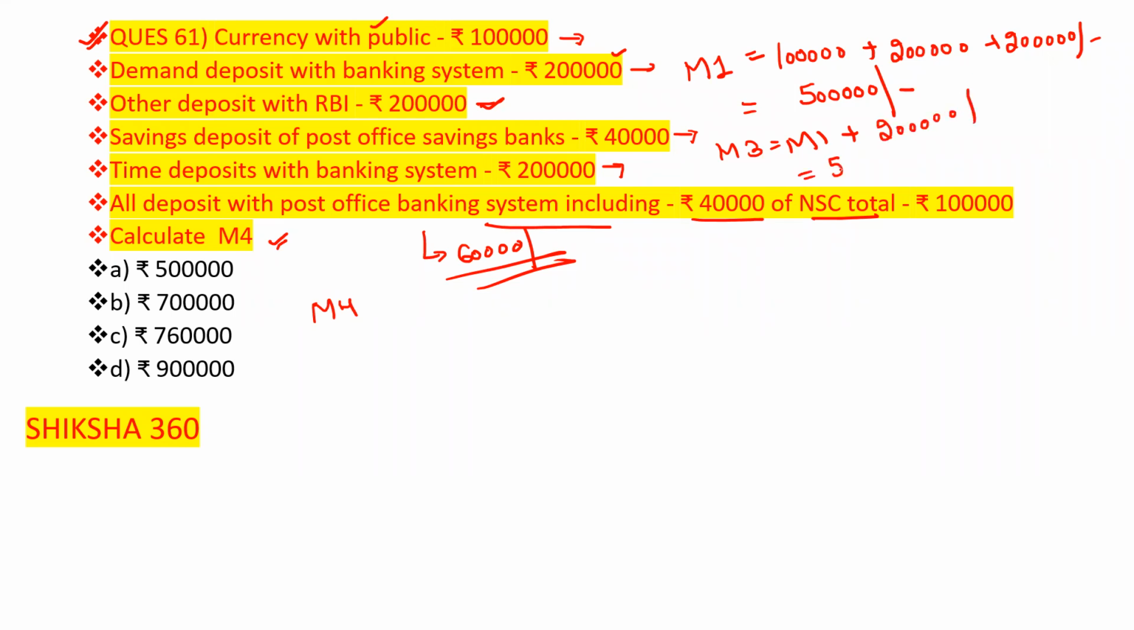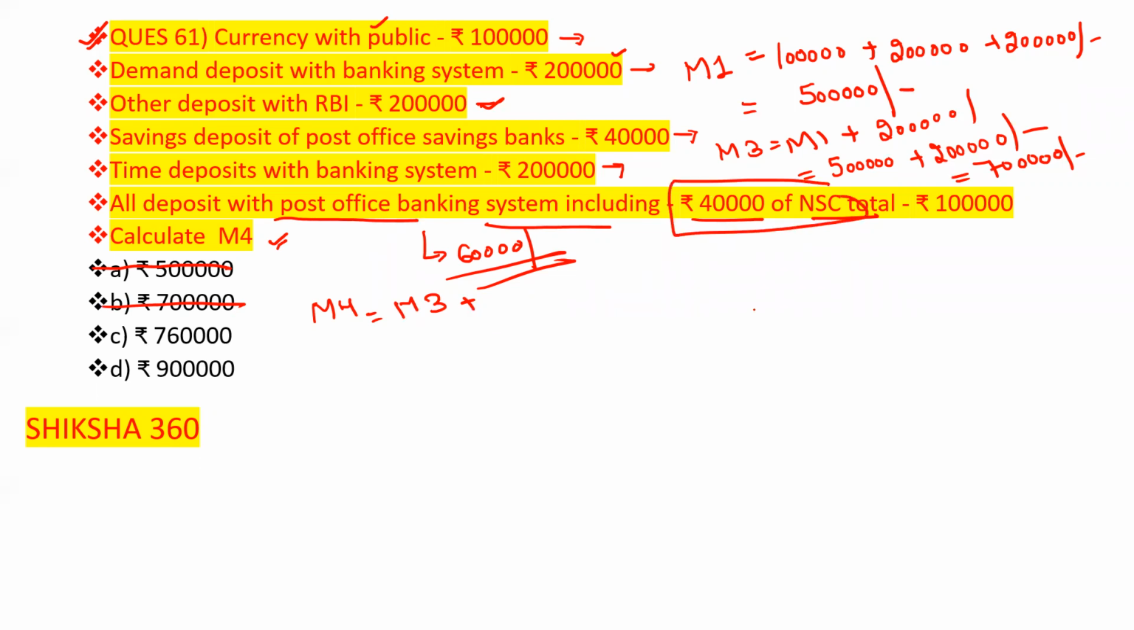So 5 lakh plus 2 lakh, that is 7 lakh. So we know that our answer is more than 7 lakh. This one is not our answer, because M4 is M3 plus all deposits with the post office banking system excluding NSC, that is 60,000. So 7 lakh plus 60,000 is 7 lakh 60,000. So option number C is the answer here.